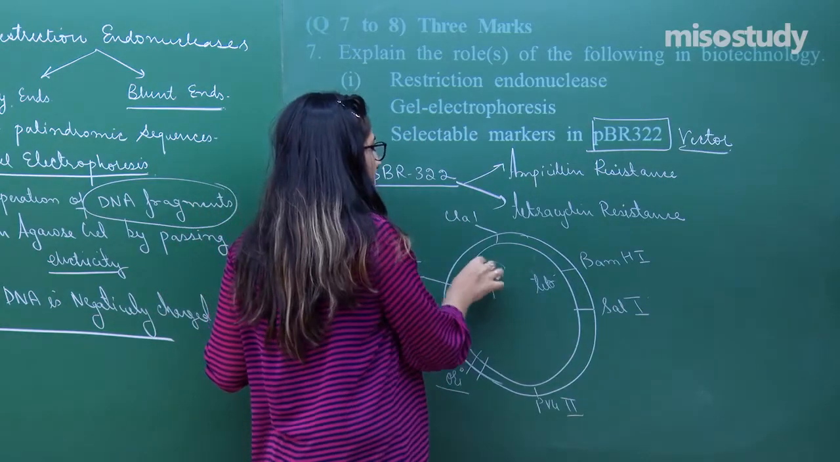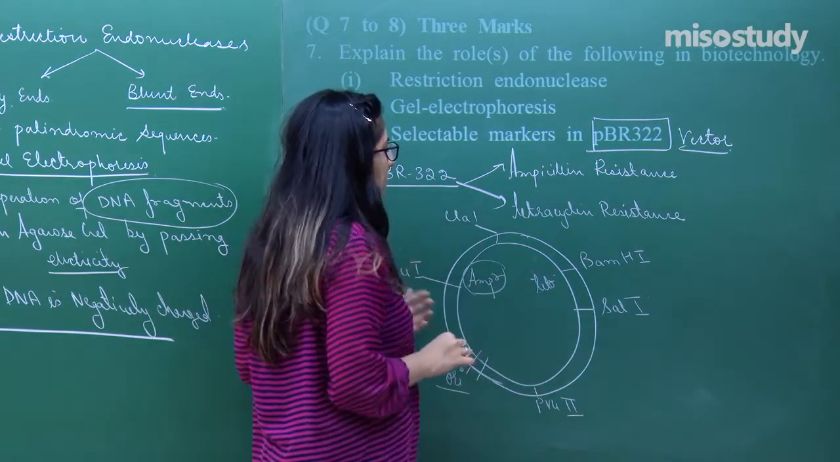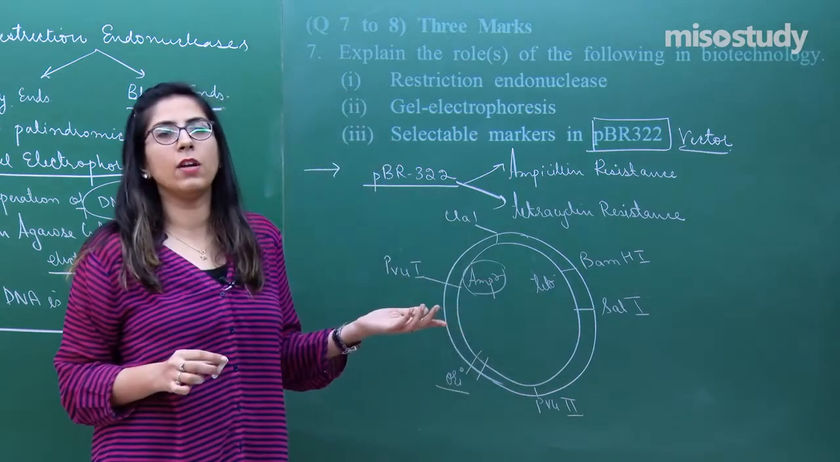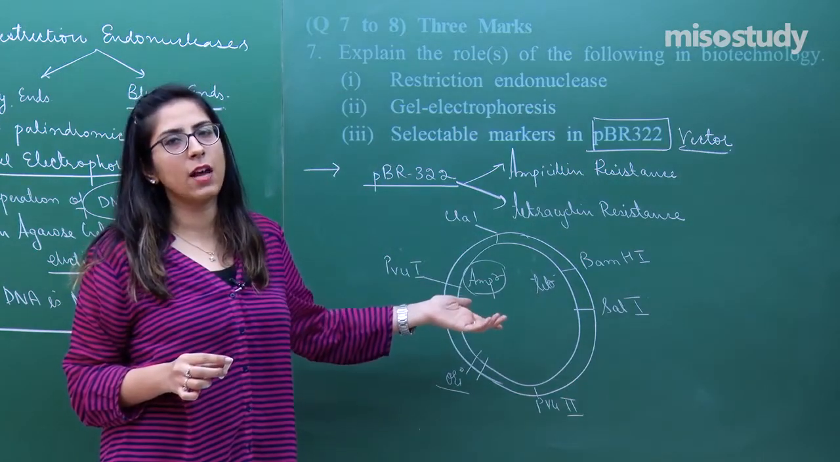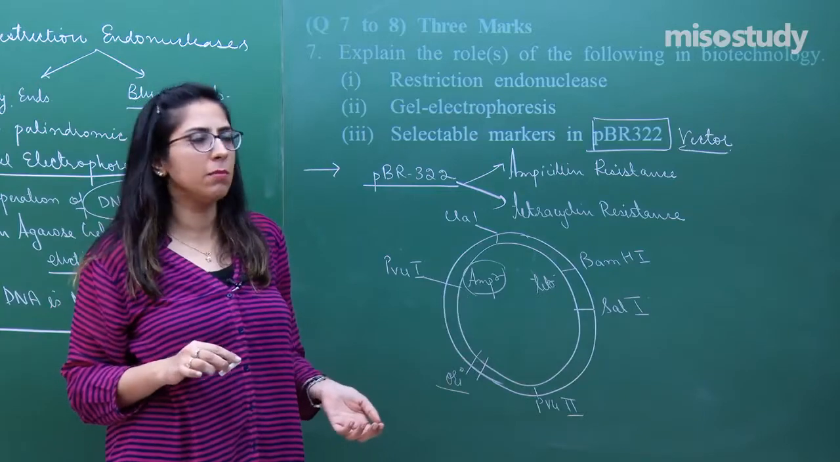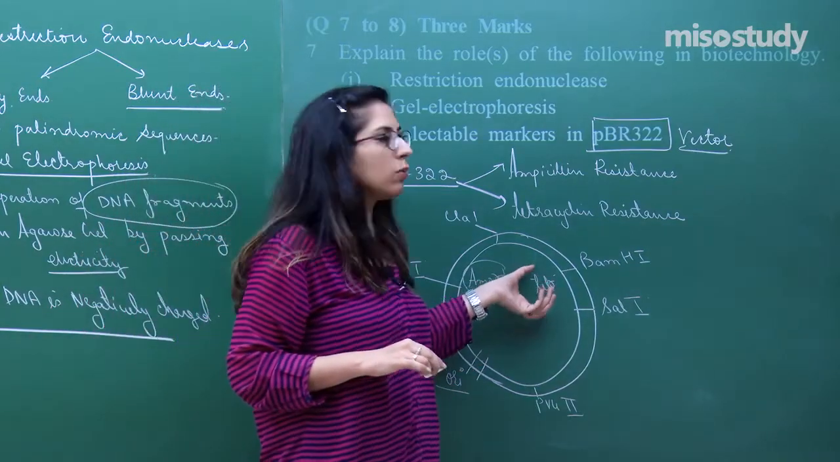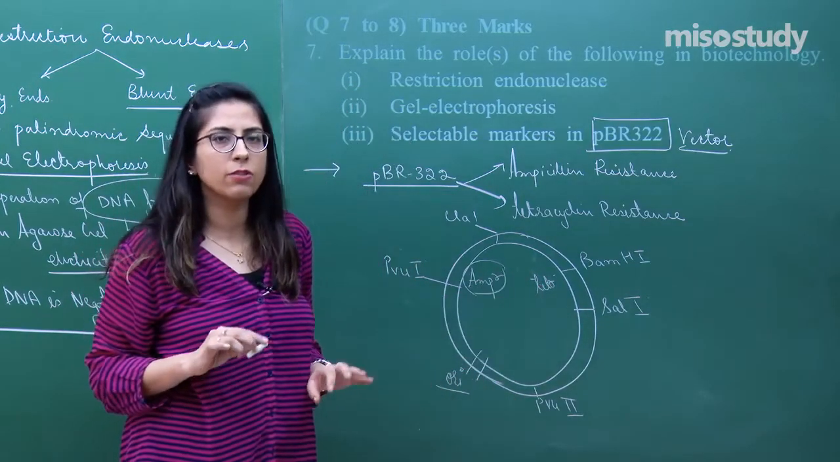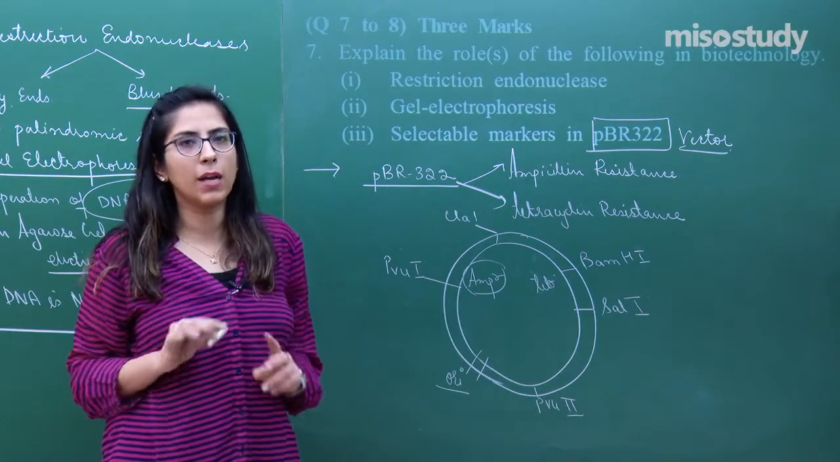So, if a gene of interest is inserted into the ampicillin resistance gene, the cell will not be able to show resistance against ampicillin if it tries to grow on ampicillin medium, but it will be able to show tetracycline resistance, right. So, these are called selectable markers.